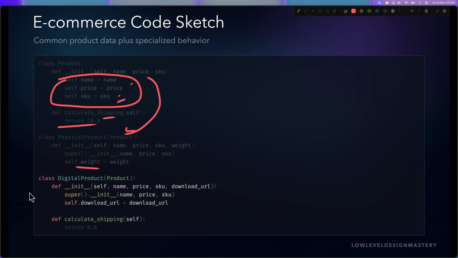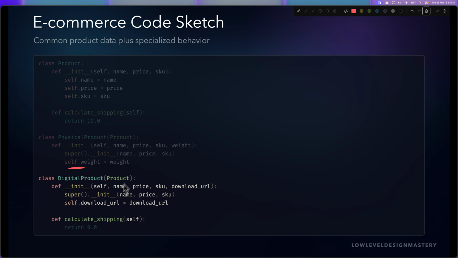Now finally we have a digital product which also inherits from product, right? It also calls super dot init, and apart from that it also has download URL. Same as earlier, physical product has self dot weight, and digital product has self dot download URL. And this calculate shipping, if you see, we are overriding and returning 0, right? It makes sense if it is a digital product. Let's say you are selling a book, so there is no shipping cost. We just email the PDF to the user. So we are overriding the method defined in the parent class and returning 0 here.